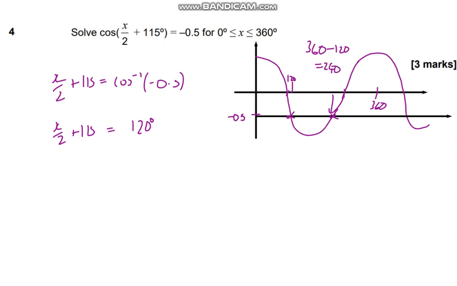So we've got two equations we've got to solve. We've got x over 2 plus 115 is 120, and we've also got x over 2 plus 115 is equal to 240. So if we're solving this one, that comes down to x is equal to 10, and solving this one, believe it or not, that one gives us 250.